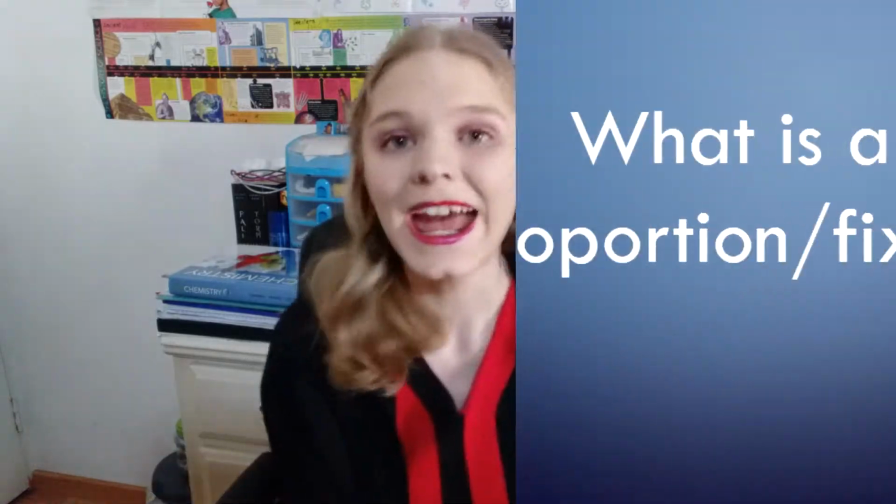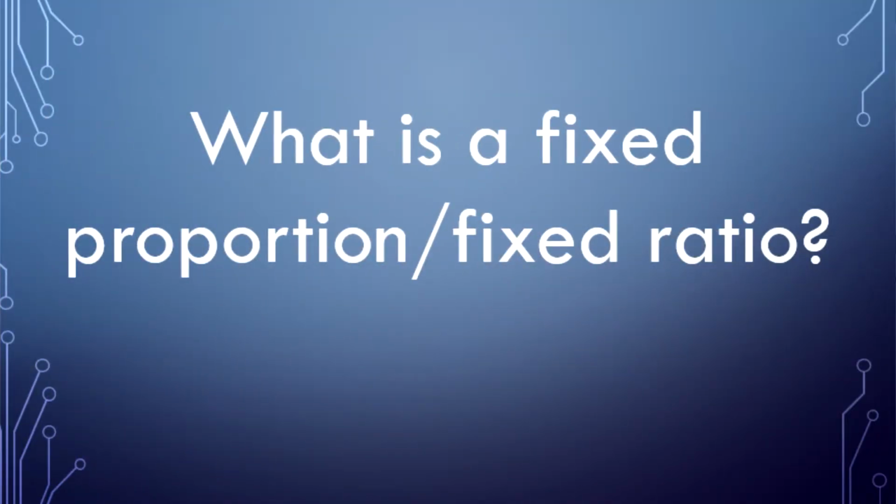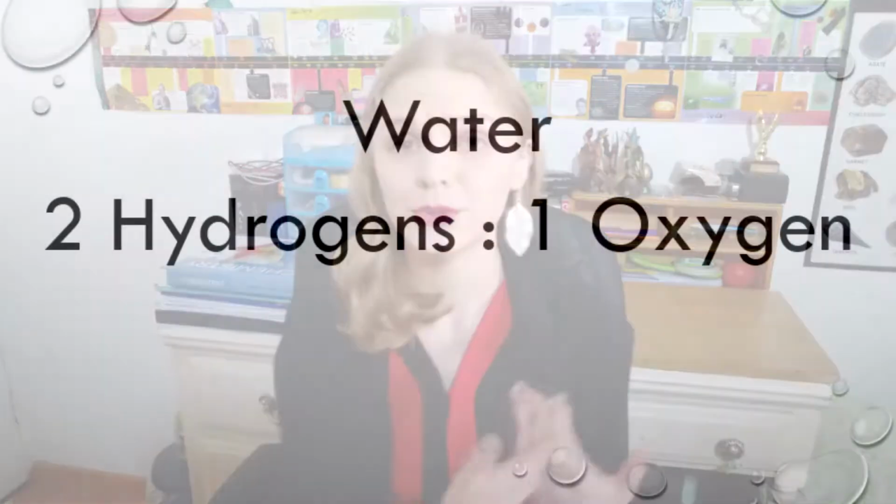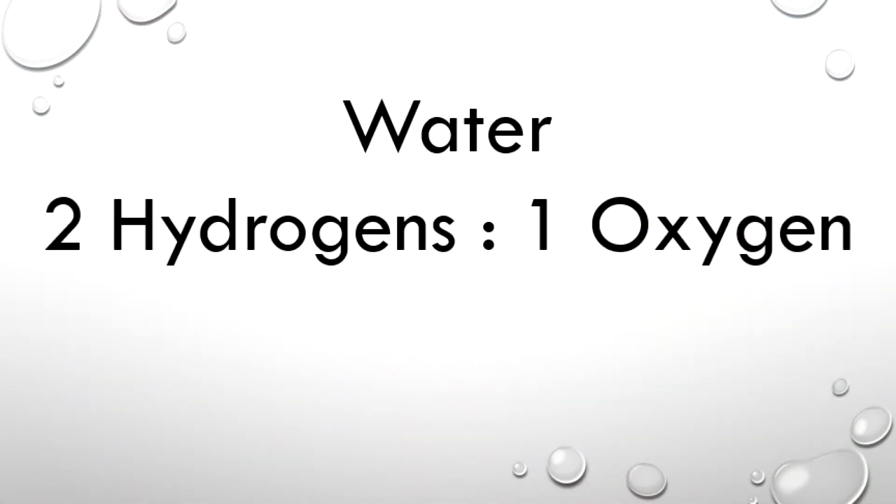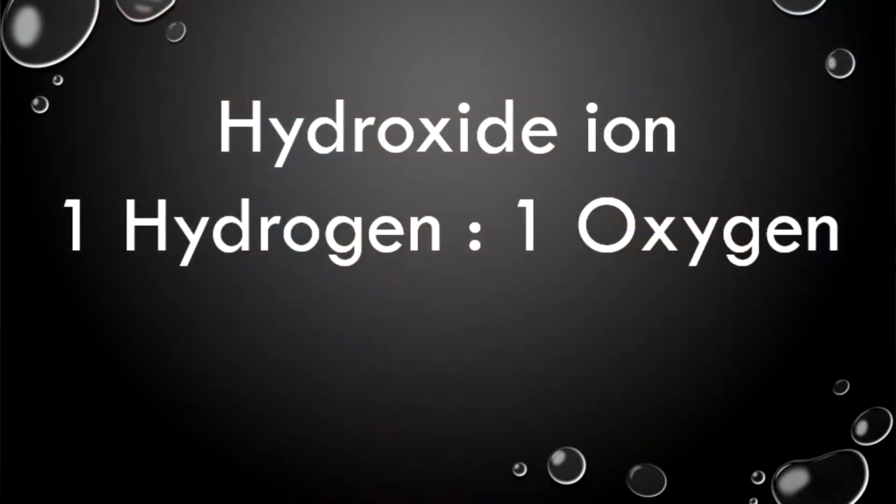Now, what the heck is that actually? What is a fixed proportion or fixed ratio? What does that mean? For example, water, which is a pure substance, has a ratio of 2 hydrogens to 1 oxygen, H2O. But now, if this ratio of 2 to 1 changes, then it's no longer water. Say suddenly it changes from 1 hydrogen to 1 oxygen, a ratio of 1 to 1. That means it's no longer water, it's now a hydroxide ion, and its chemical nature has changed. Therefore, the entire substance has changed.